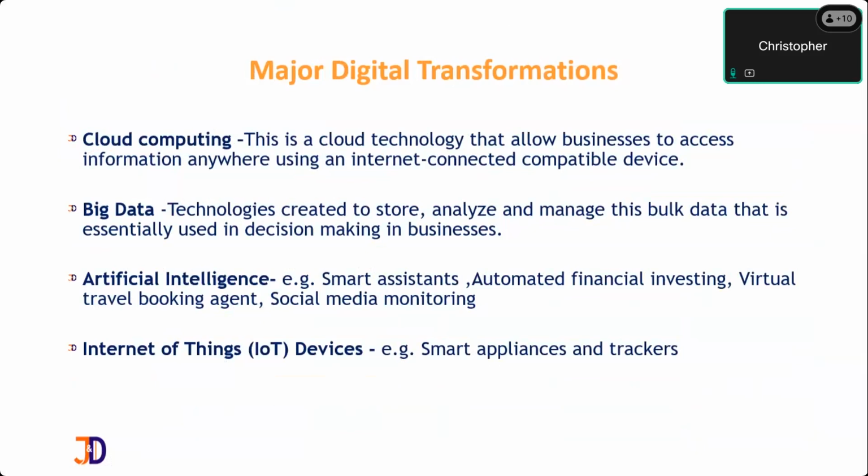We have Internet of Things, where we are talking about devices. These are physical devices which have the ability to process data and can connect to other technological devices to exchange data with them over the internet. So we are talking about smart appliances, phones, trackers, all those things. These are things that have come up to leverage the technology that we do have, so you can work within these transformations to achieve digital transformation within your businesses.